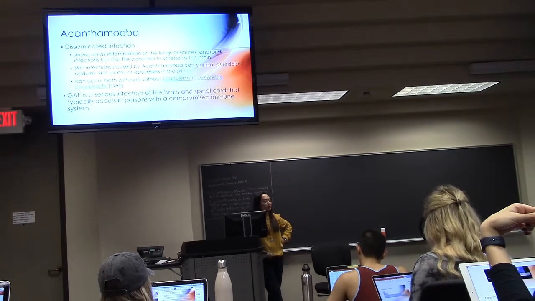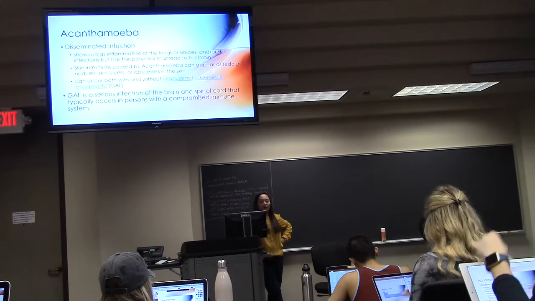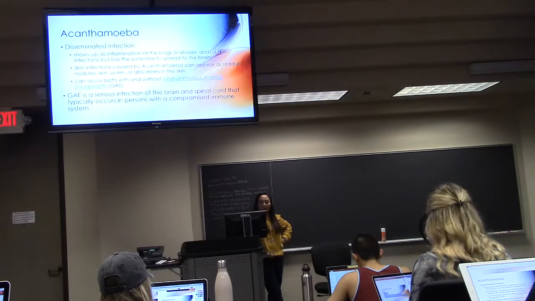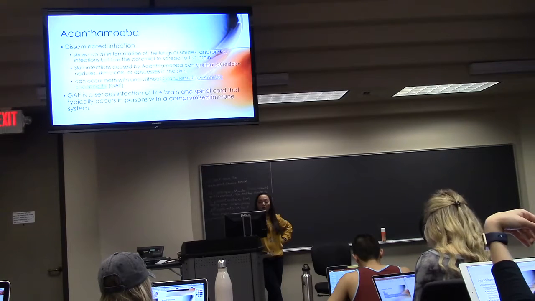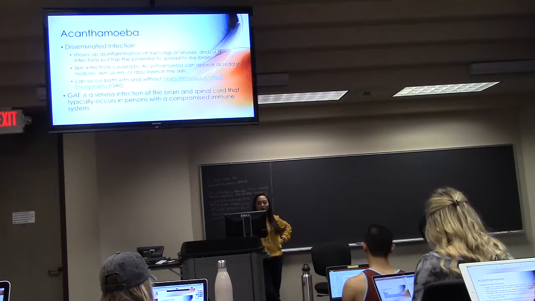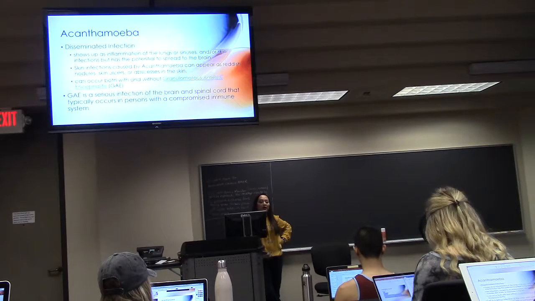So this basically is inflammation in the lungs, the sinuses, the liver, or the brain. Skin infections caused by acanthamoeba can appear as a reddish nodule, a skin ulcer, or abscesses of the skin. With this disseminated infection, you can also have what's called granulomatous amoebic encephalitis, or GAE. You can have this with or without skin disease. So GAE is a serious infection of the brain and spinal cord that typically occurs in persons with a compromised immune system.